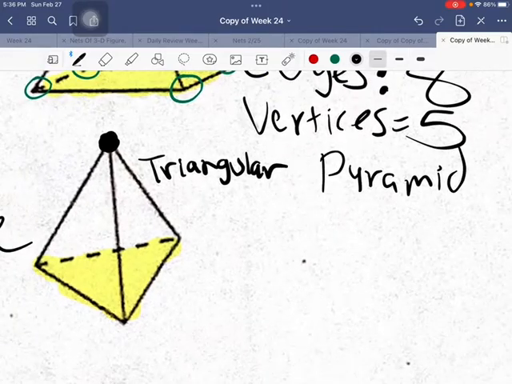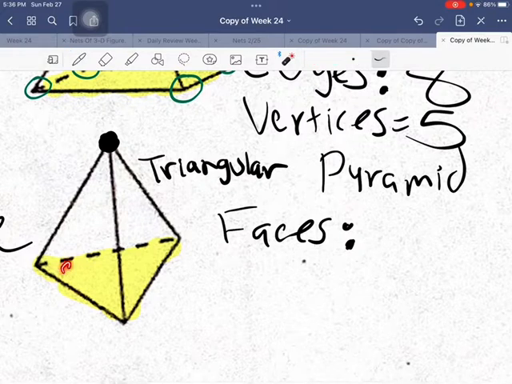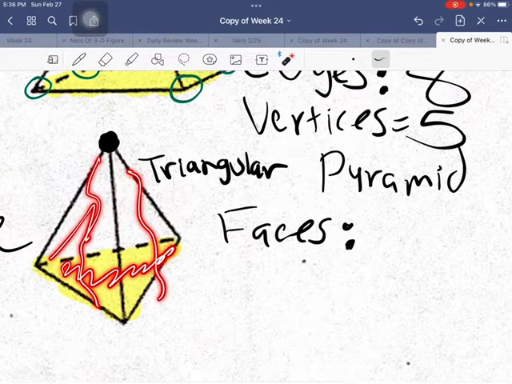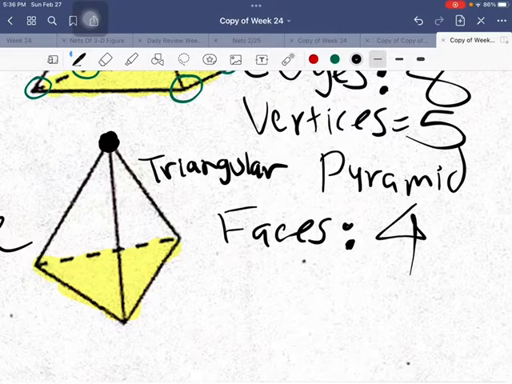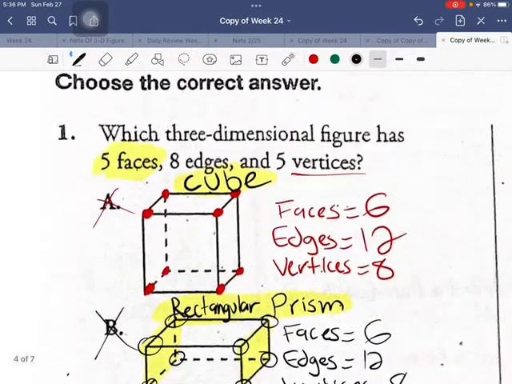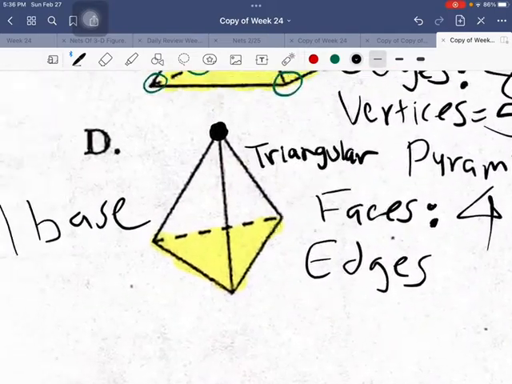Has one base. How many faces does it have? Bueno, vamos a checar. A ver. One, the two sides, and the back. I think that is 4 faces. So this is going to be wrong because we're looking for 5 faces. One little face makes it wrong.